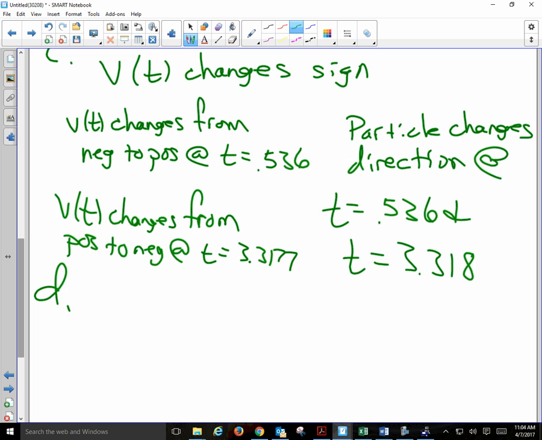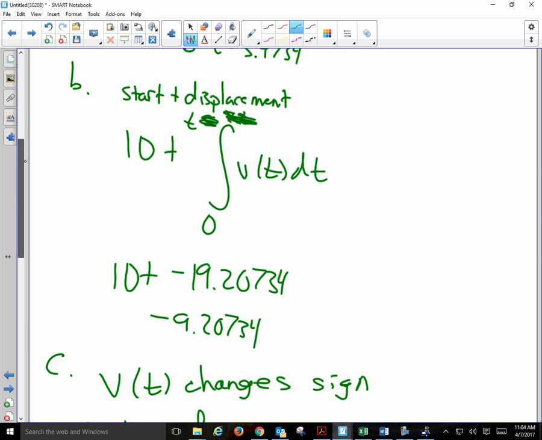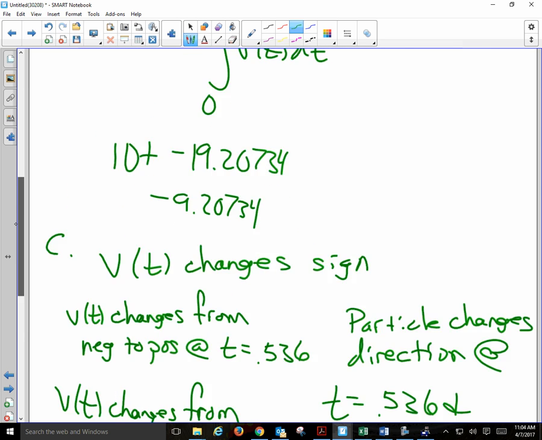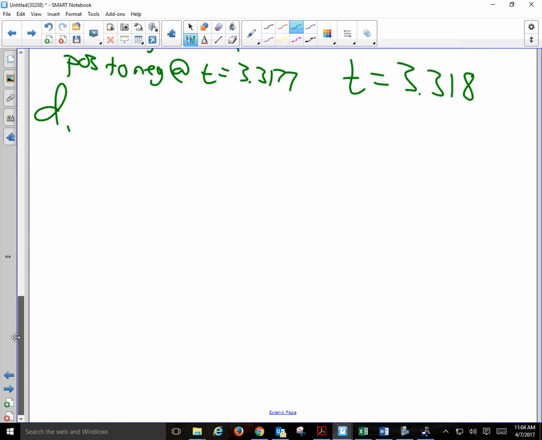So, what do we got? Where am I? Oh, it's up here. Part D. Is the speed of the particle increasing or decreasing at time equals 4? Well, when they're talking about the speed increasing or decreasing, I got to check v of 4 and I got to check acceleration at time 4. I got to find out what those are.